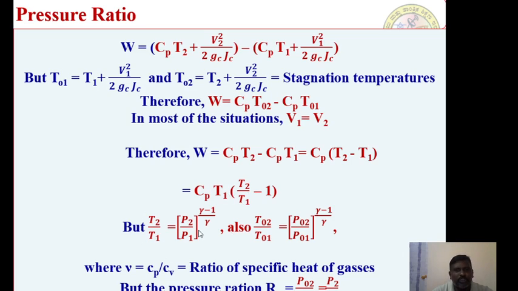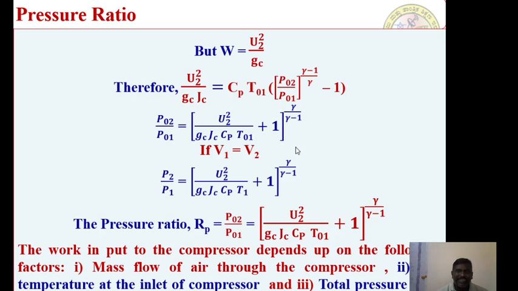Relation T2 by T1 is equal to P2 by P1 to the power of (gamma minus 1) by gamma, where gamma is the ratio of the specific heat of a gas at constant pressure to the specific heat of a gas at constant volume, Cp by Cv, the ratio of specific heats of gases. The pressure ratio Rp is equal to P02 by P01, which can also be related to P2 by P1. Therefore, if you write that expression, W is equal to U2 square by Gc.